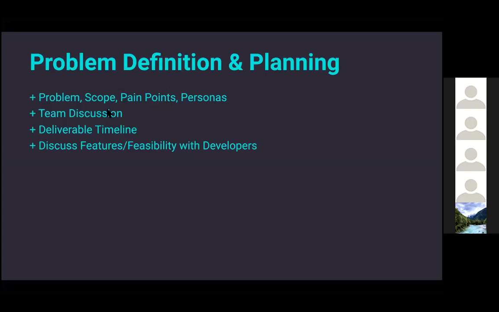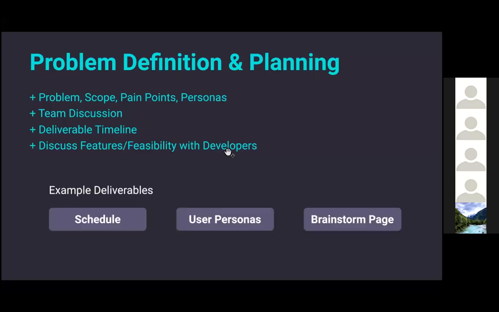And then all of this involves team discussion and a deliverable timeline, and then also discussing features and feasibilities with developers. Okay, so this is a lot, but essentially to boil it all down, it's really just communicating all that teamwork stuff. So if you've ever been in a sports team or any other team, all that applies. So again, coming from any background, you have useful skills to bring to the table. Examples of deliverables that you'll make here are a schedule, user personas, and a brainstorm page. I know that there's 3 brand new things, maybe for some of you, maybe you've all done it before. But I'd love to introduce them because these are my favorites.